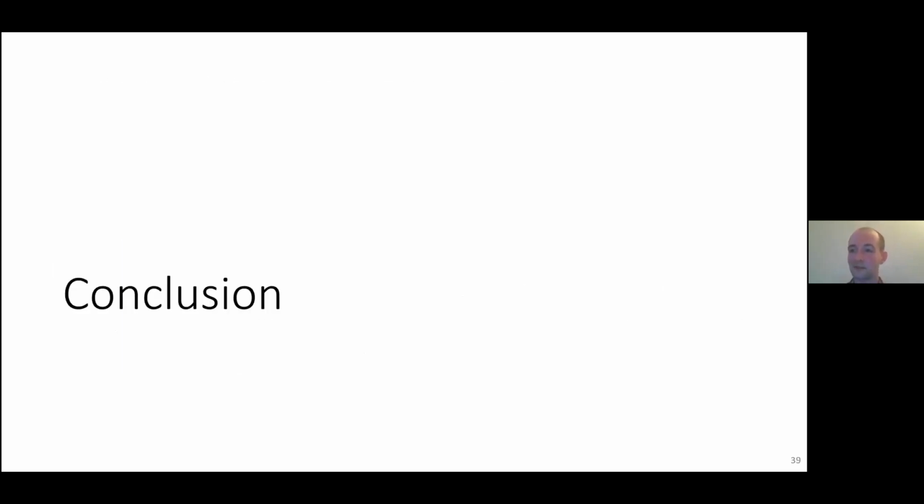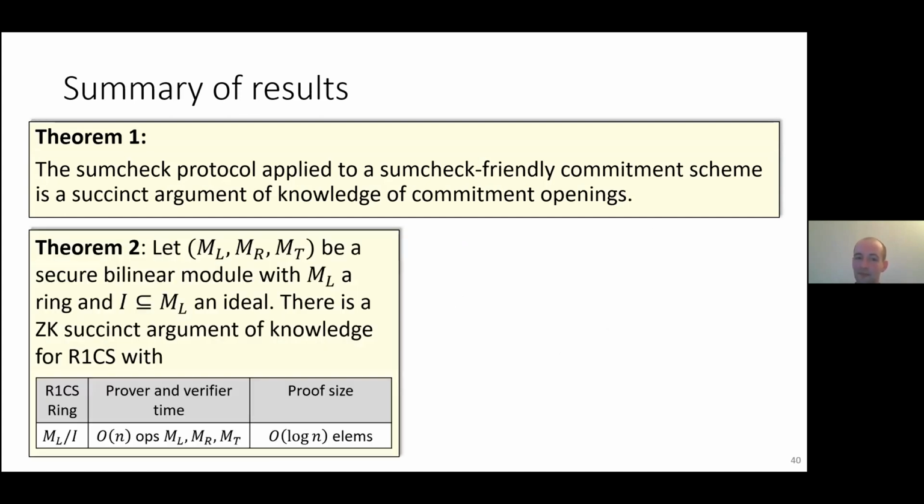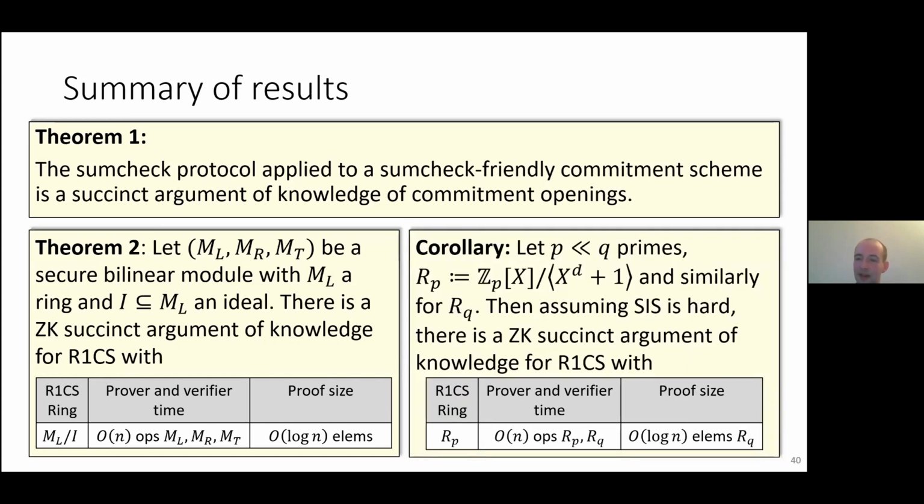Okay, so this brings me to the very end of the talk. Let me summarize our results. Our first result was to show that to get succinct arguments of knowledge for sumcheck-friendly commitments, you can run a sumcheck protocol. Our second result was that in this very general bilinear module setting, you can get succinct arguments of knowledge for R1CS over quotient rings with logarithmic proof size. And as a corollary, we've got a succinct argument for R1CS based on lattice assumptions, which is plausibly post-quantum secure.